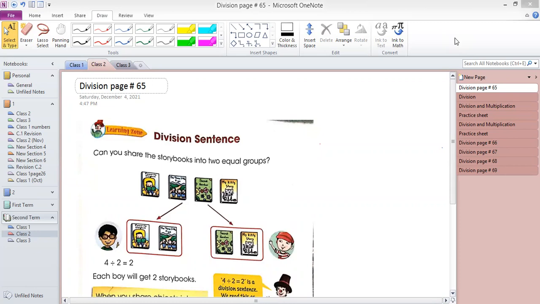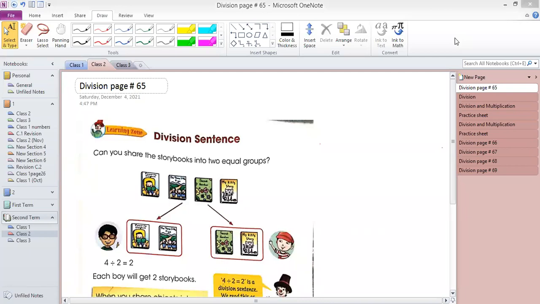We are going to start division, guys, today. And the first topic in the division is the division sentence. So, we are going to learn about division, how to share into equal groups, and we will learn about division and multiplication relation. And we'll do some practice about that.